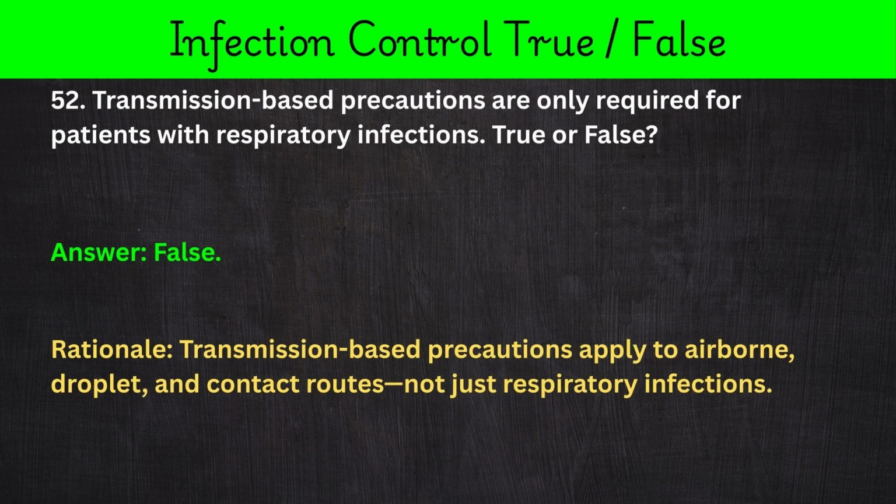52. Transmission-based precautions are only required for patients with respiratory infections. True or false? Answer: false. Rationale: transmission-based precautions apply to airborne, droplet, and contact routes, not just respiratory infections.